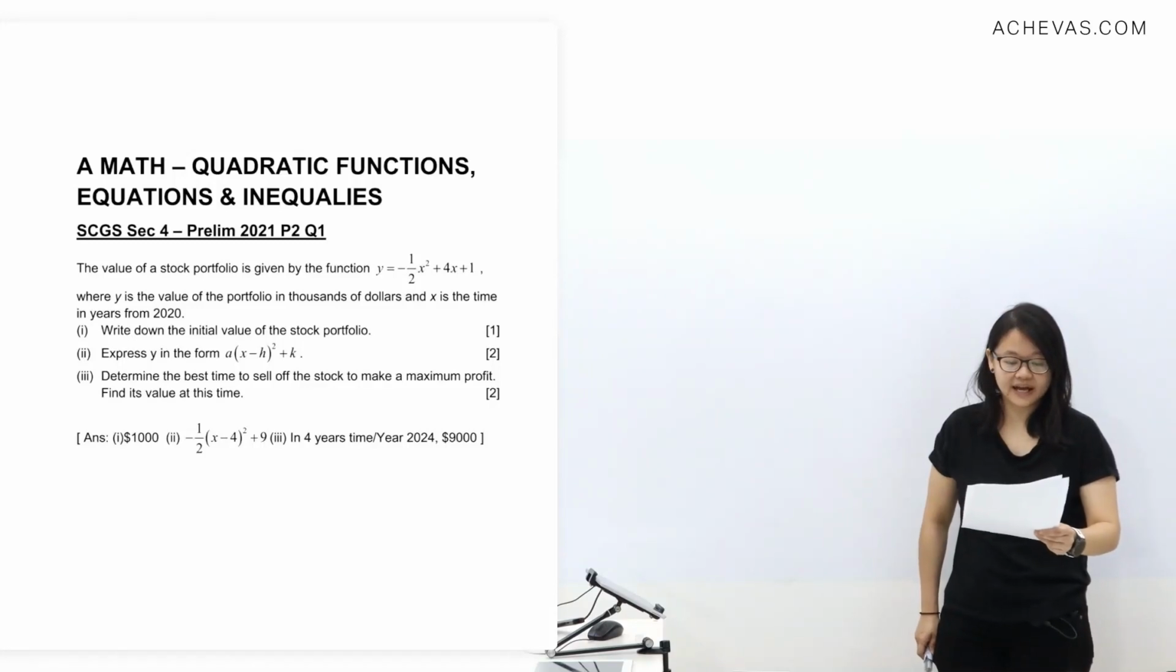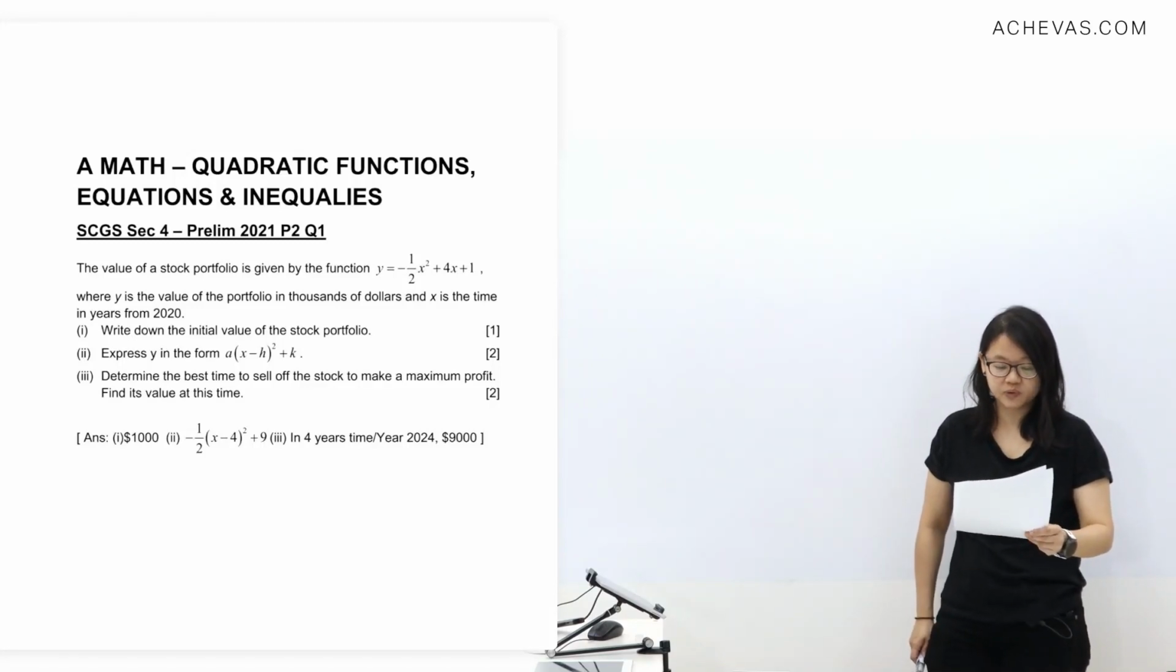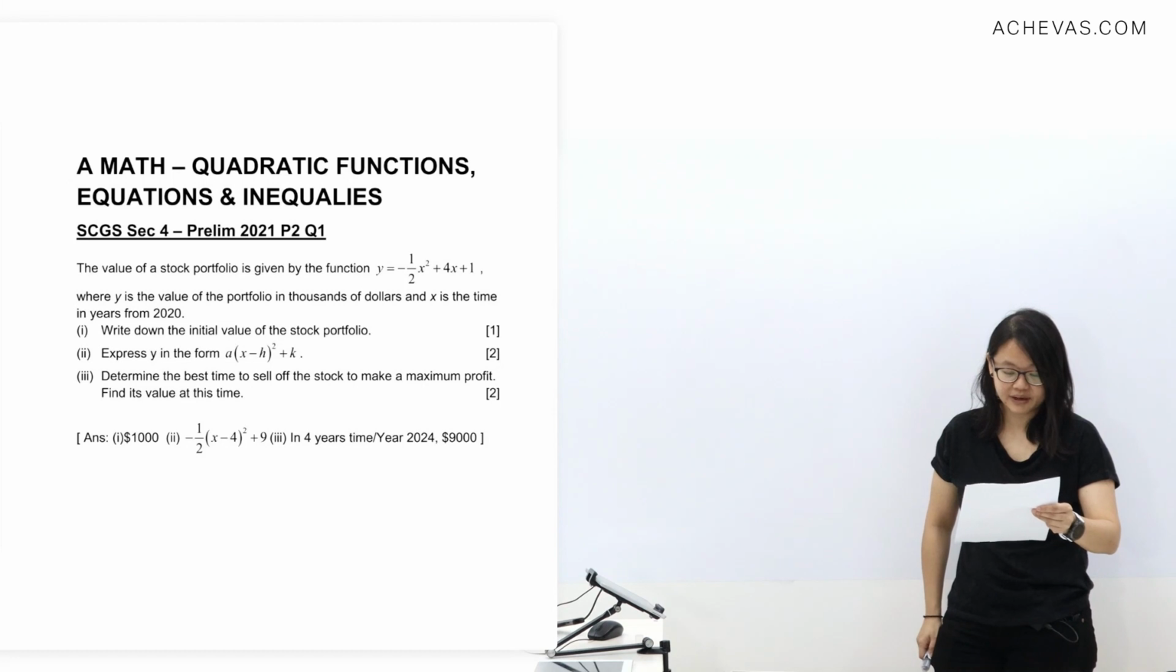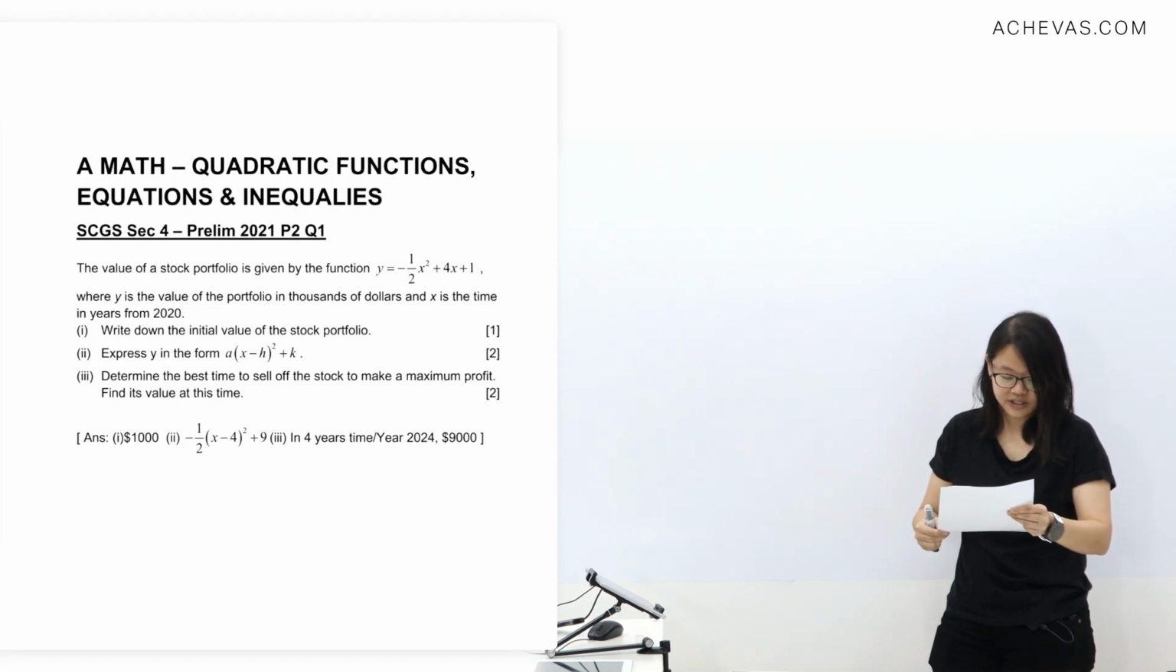Now we are taking a look at SCGS Sec 4 Prelim 2021, Paper 2, Question 1. The value of a stock portfolio is given by the function y = -1/2 x² + 4x + 1, where y is the value of the portfolio in thousands of dollars. You have to take note of the words thousands of dollars, and x is the time in years from 2020. So we have two variables there. Question 1. Write down the initial value of the stock portfolio.